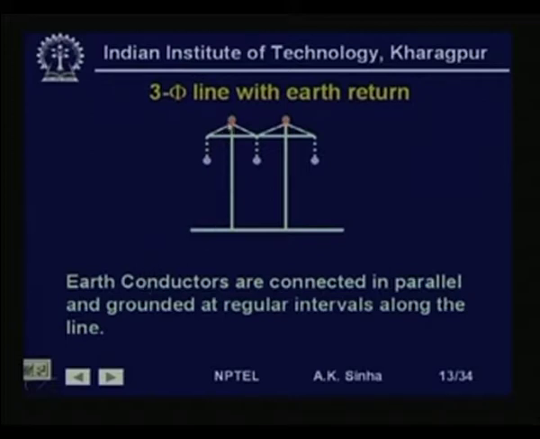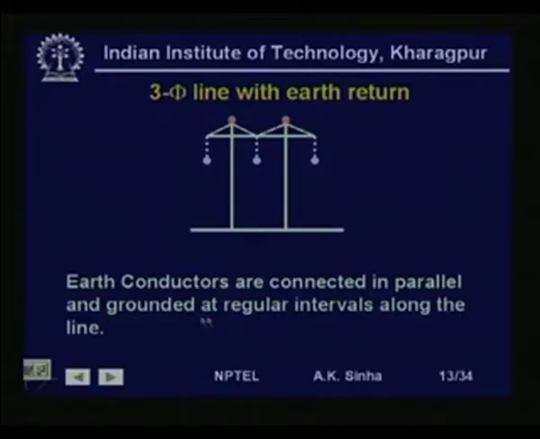Now, these ground conductors are normally connected to the tower, and at each tower footing they are grounded. So, earth conductors are connected in parallel and grounded at regular intervals along the transmission line. If they are not grounded at each tower, maybe they will be grounded at every alternate tower or so. So, how do we find out the inductance for such a system?